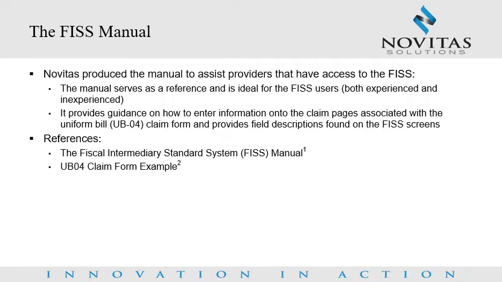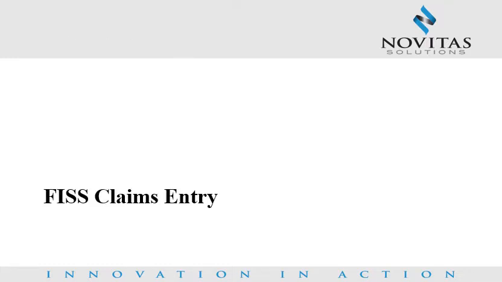The FISS Manual. Novitas produced the manual to assist providers who use the FISS. The manual serves as a reference and is ideal for both experienced and inexperienced users. It provides guidance on how to enter information onto the claim pages associated with the Uniform Bill or UB-04 claim form and provides field descriptions found on the FISS screens. Please use the manual as a companion guide to this presentation. FISS Claims Entry.